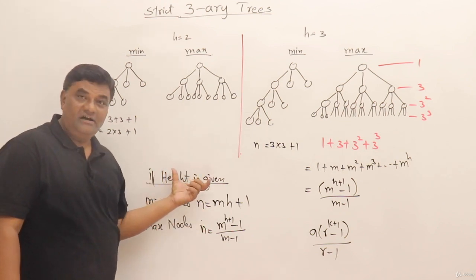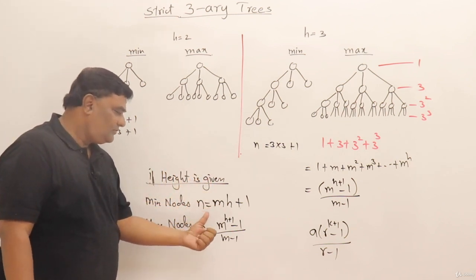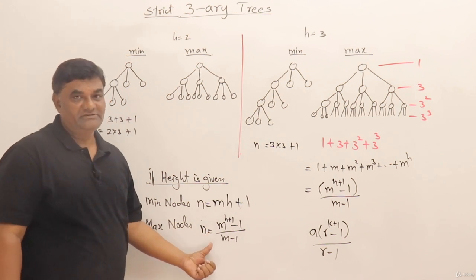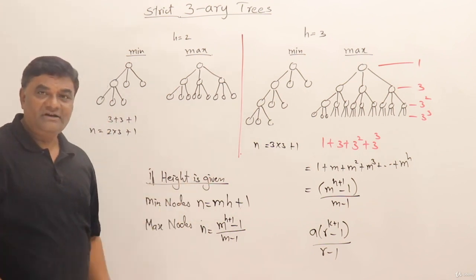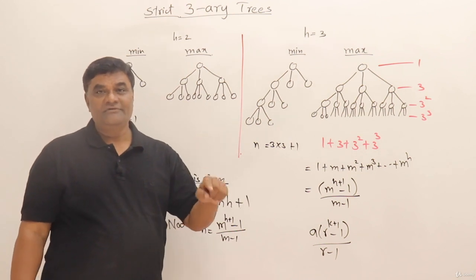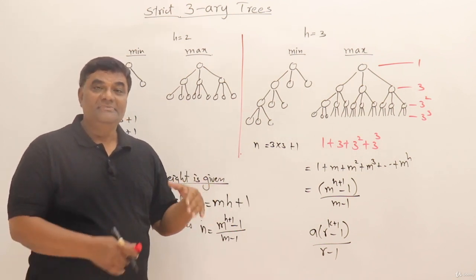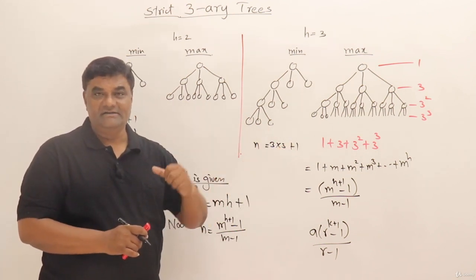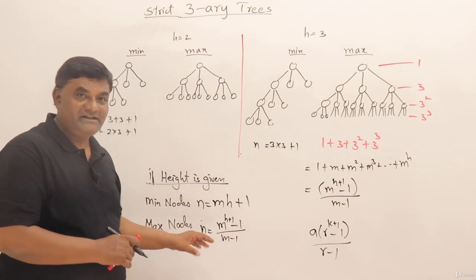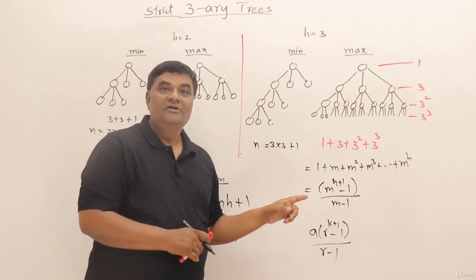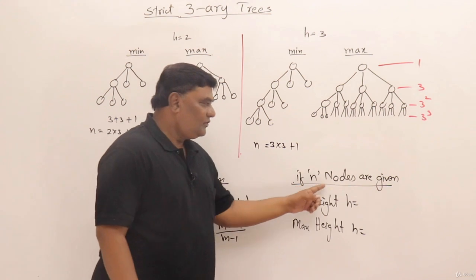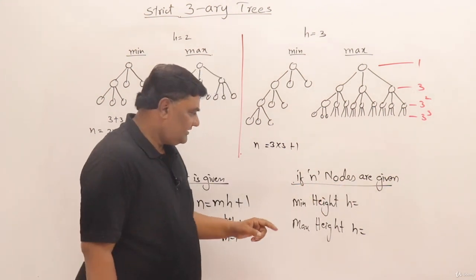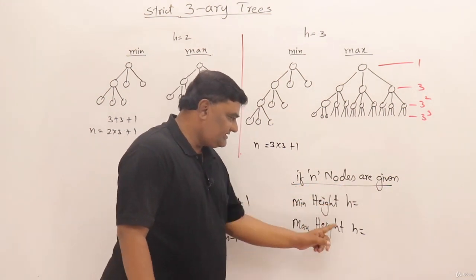If you already know the height, then the minimum how many nodes, maximum how many nodes. Now the other formula we have to write on. If we know the number of nodes, then minimum height and maximum height. This was minimum nodes, maximum nodes. So I will write on for height. So if n nodes are given, then what is minimum height and maximum height?